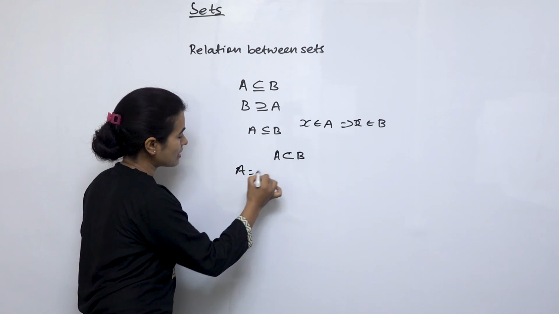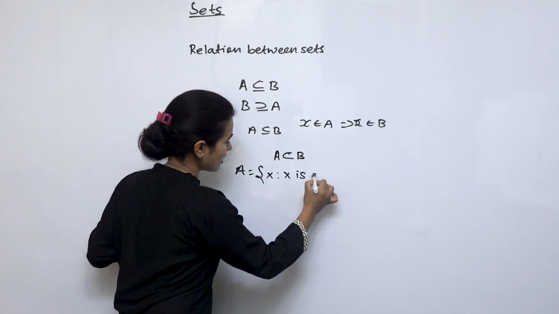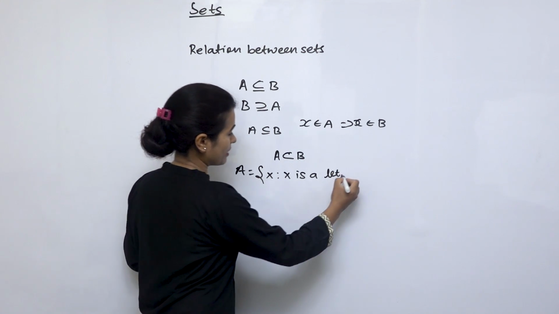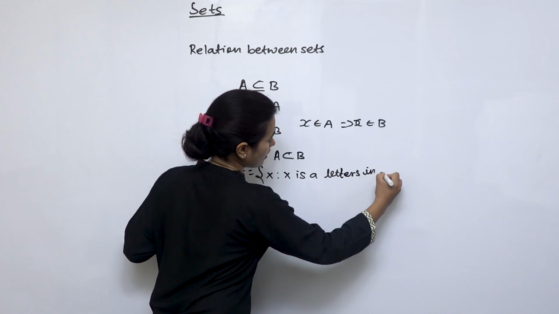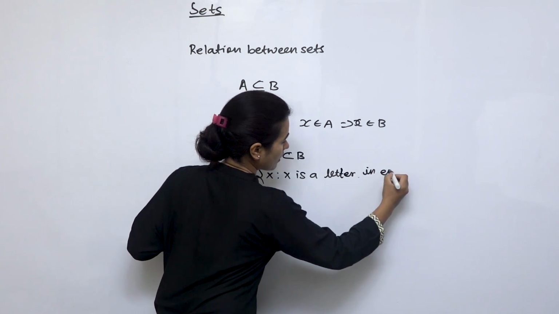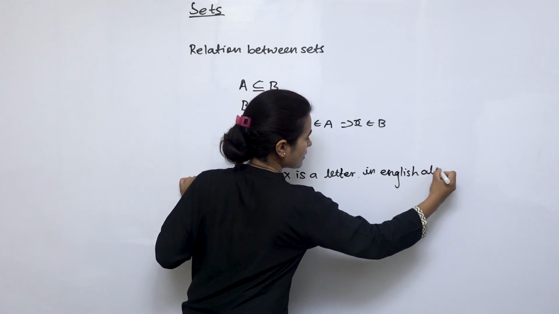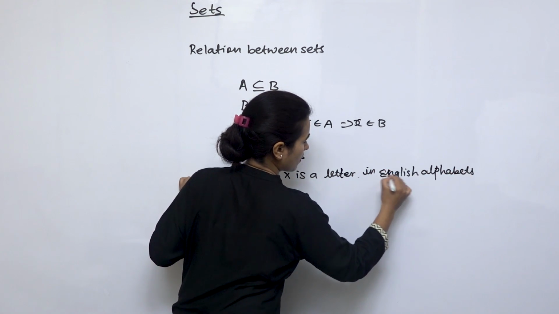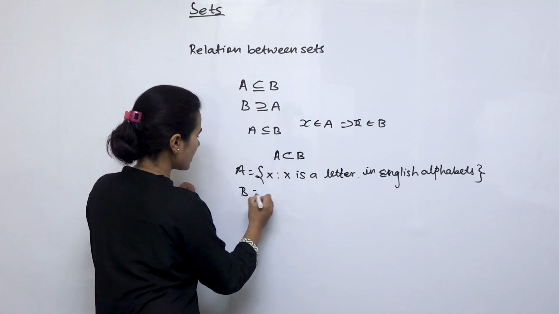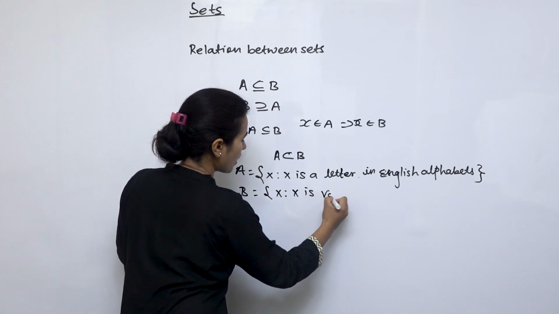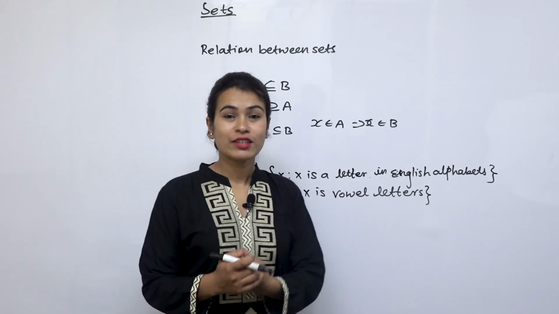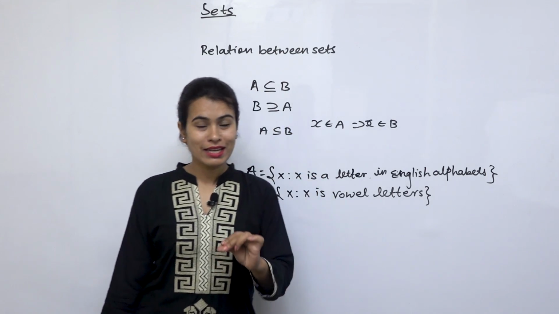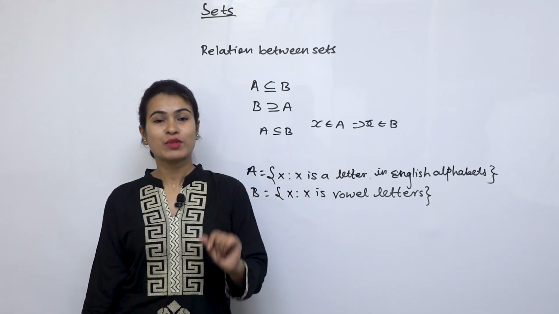For example, set A equals X such that X is a letter in the English alphabet, and we have set B in which X is a vowel letter. If every element of A is also an element of set B, but there is at least one element of B which is not an element of A, then A is known as a proper subset of B.